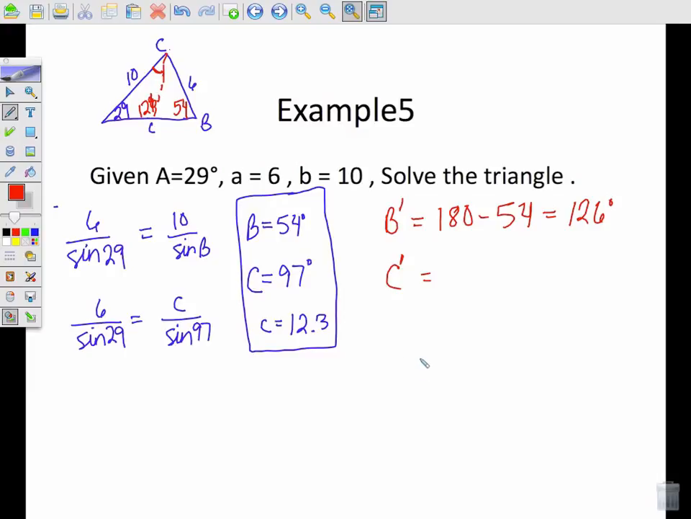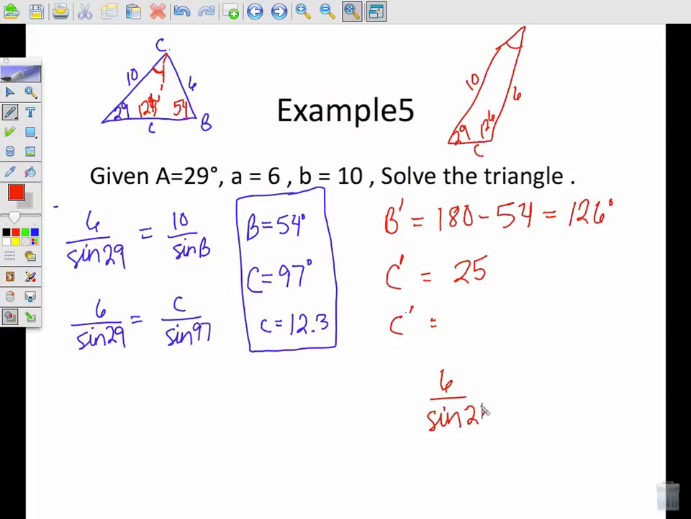C prime is going to be finding the upper angle here, C, so subtracting 126 and 29 from 180. That'd be 25. And then little c also. So we're looking at this triangle right now. This is 126. This is still 6. This is still 10. And this is 29. And we're finding angle C and little c.